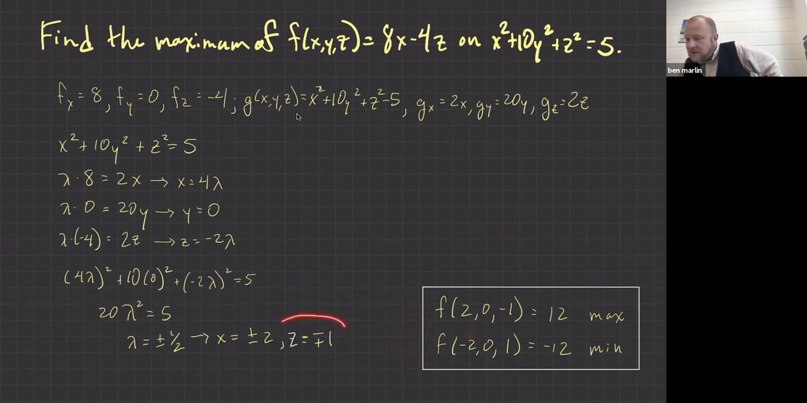But because the z was the negative of 2 lambda, whereas the x was the positive 4 lambda, that means the sign of the z is going to be the opposite of the sign of the x. And so we've got the (2, 0, -1) and the (-2, 0, 1). We do not have to deal with (2, 0, +1) or (-2, 0, -1). Those are not possibilities here. We plug in, one of them is my max, one of them is my minimum, boom, done.